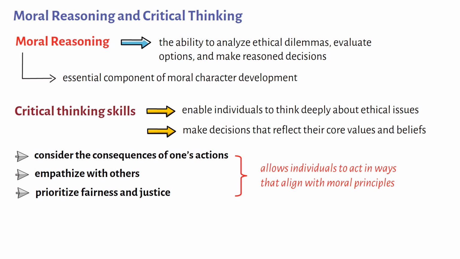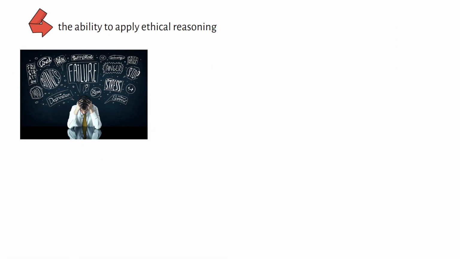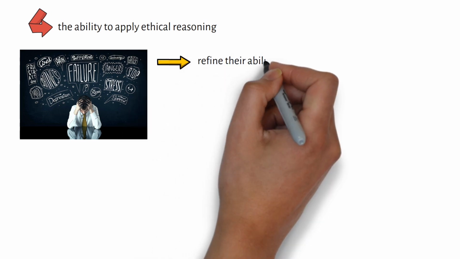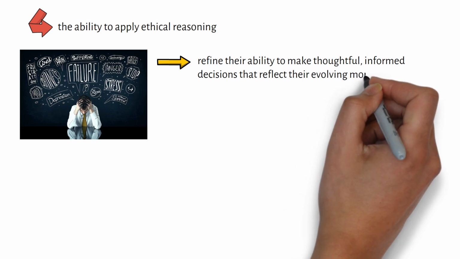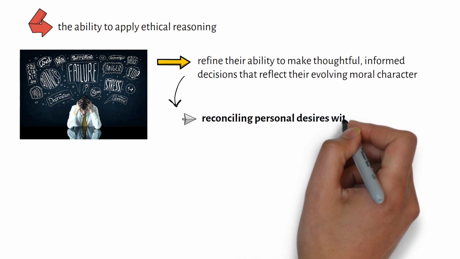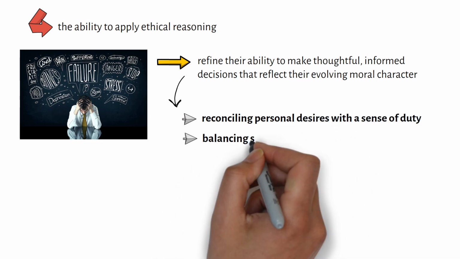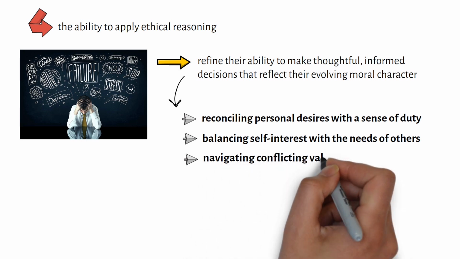Over time, individuals develop the ability to apply ethical reasoning to increasingly complex situations. As people encounter more diverse moral challenges in life, they refine their ability to make thoughtful, informed decisions that reflect their evolving moral character. This process often involves reconciling personal desires with a sense of duty, balancing self-interest with the needs of others, and navigating conflicting values in a principled manner.